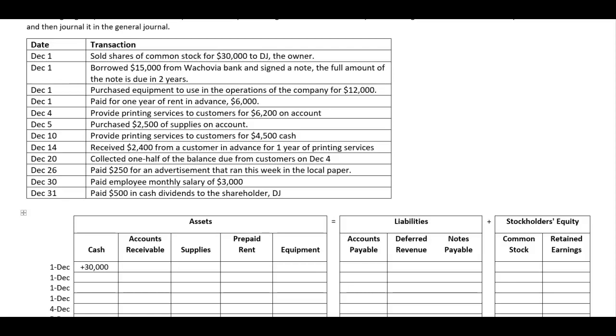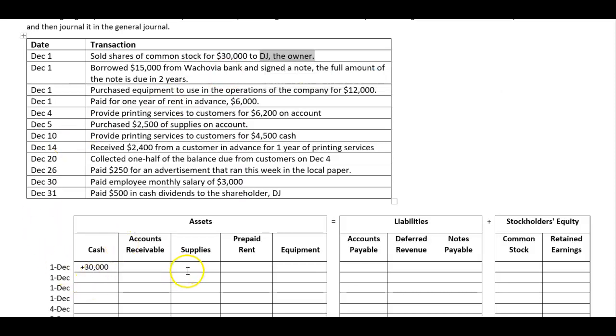Cash is an asset. Why is that? Well, it's a resource that we have that brings us future benefit. Now, why did our cash go up? Well, here the owner gave us the cash. Now, a lot of people want to say our cash went down. That's the owner's perspective. Remember, we're not looking at it from the owner's perspective. We're looking at it from the company perspective. So the company's cash goes up.